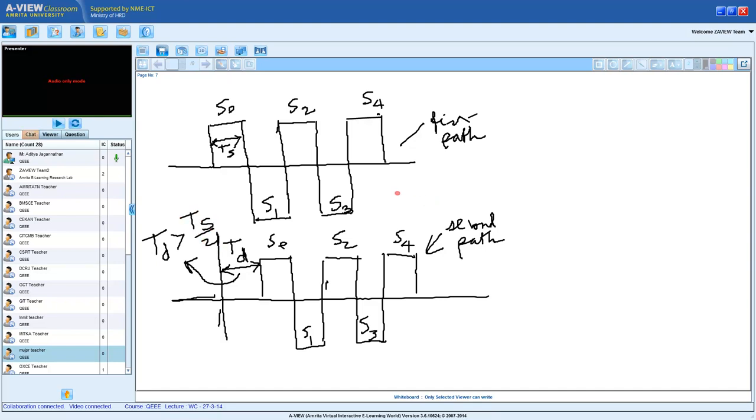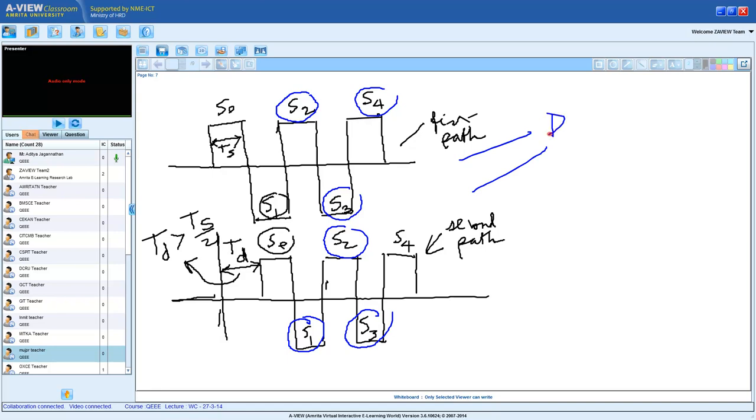What can you see? You can see that S1 is overlapping with S0. S2 is overlapping with S1. S3 is overlapping with S2. S4 is overlapping with S3. Therefore, different symbols are overlapping. Everyone can see that?